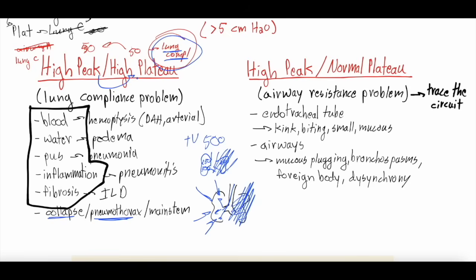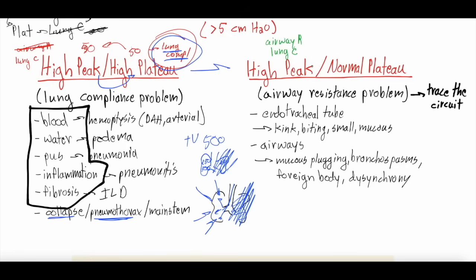Whereas if the plateau pressure is normal, it's low, so it does not equal the peak pressure, we know it's an airway resistance problem. I feel like I'm repeating myself over and over, but this is just to really drive home the point, right? Peak pressure is both airway resistance and lung compliance.